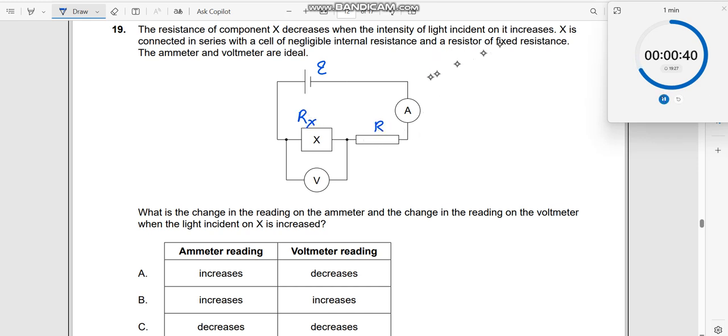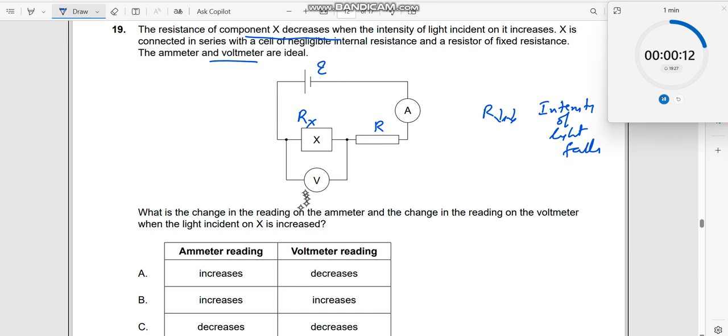Okay, now let us read the question. When light is incident onto it, it's something like an LDR, then the resistance decreases. That's what it says, right? Resistance decreases when the intensity of light falls onto it. You can just say light falls. Then X is connected in series. Okay, ammeter and voltmeter ideal.